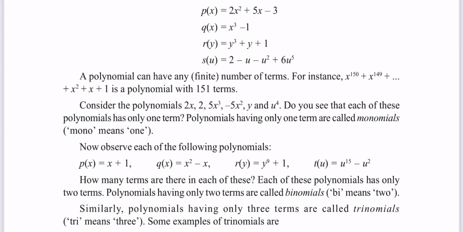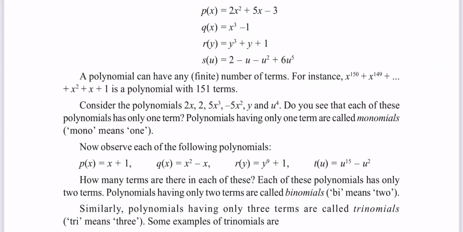Consider the polynomials 2x, 5x cube, minus 5 square, y and u cube, etc. Do you see that each of these polynomials has only one term? Polynomials having only one term are called monomials.